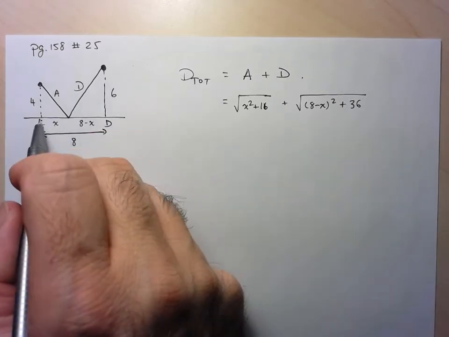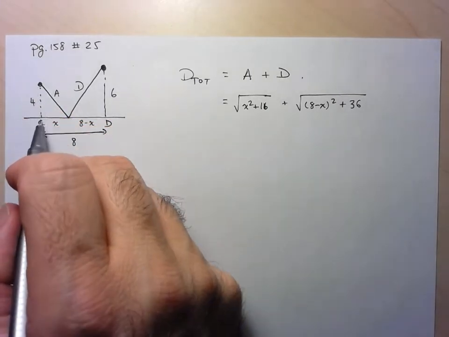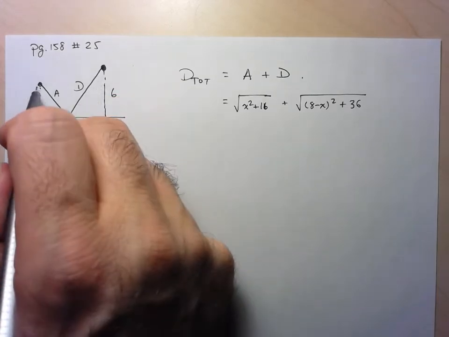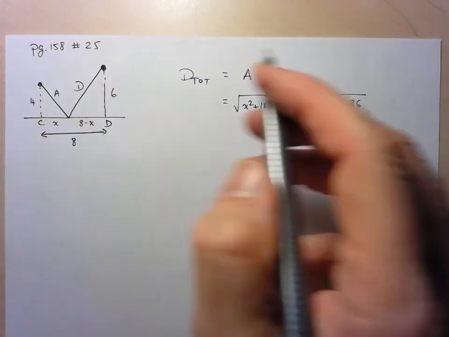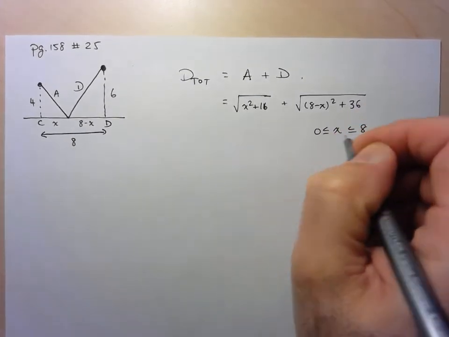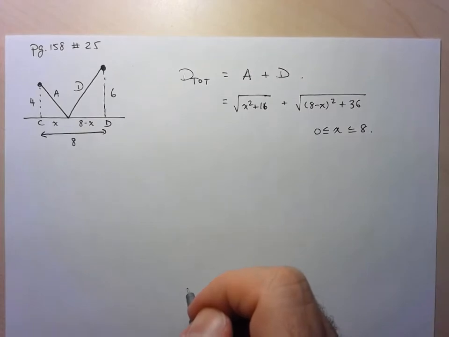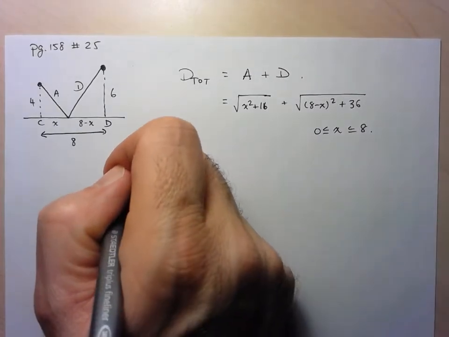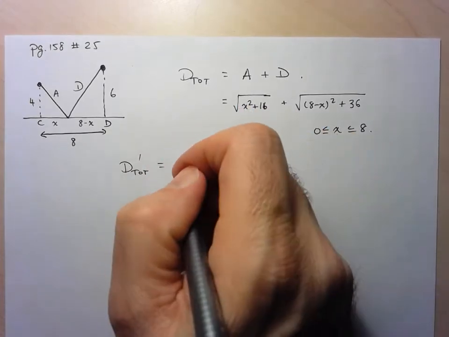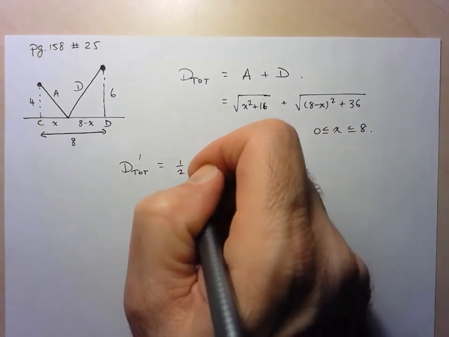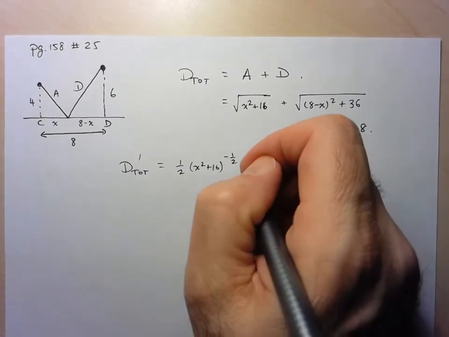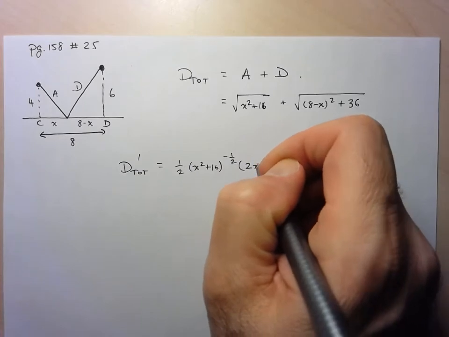So, if x is 0, one path would go here, there would be the other path, or x could be, I guess, 8, and it does something like that. Okay, so it looks like x is going to live between 0 and 8, so we do have a closed interval here. Okay, so let's go ahead and take the derivative. That's going to be equal to, so this is going to be 1/2 (x squared plus 16) to the negative 1/2 times derivative of x squared plus 16, which is 2x.